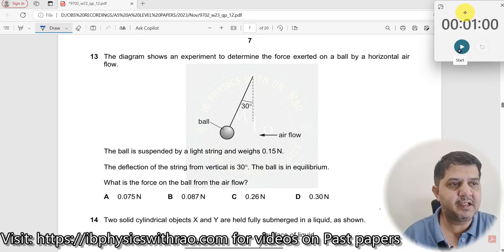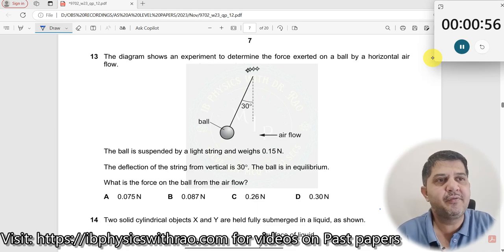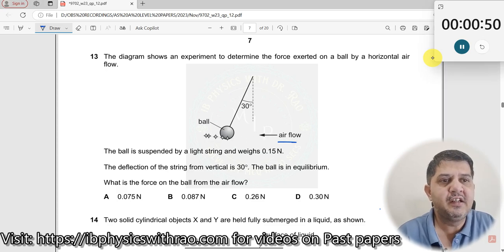Question number 13. The diagram shows an experiment to determine the force exerted on a ball by a horizontal airflow. Okay, so air has been blown like this over here. As a result of it, the ball is moving like this. The ball is suspended by a light string and weighs 0.15 Newton. So this weight is 0.15 Newton.